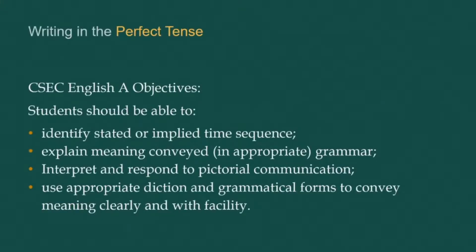And as usual, before we get into our lesson, we are going to remind ourselves of our CSEC English A objectives. We are identifying stated or implied time sequence. We are seeking to explain meaning conveyed in appropriate grammar. We are seeking to interpret and respond to pictorial communication and use appropriate diction and grammatical forms to convey meaning clearly and with facility, and that means fluency.